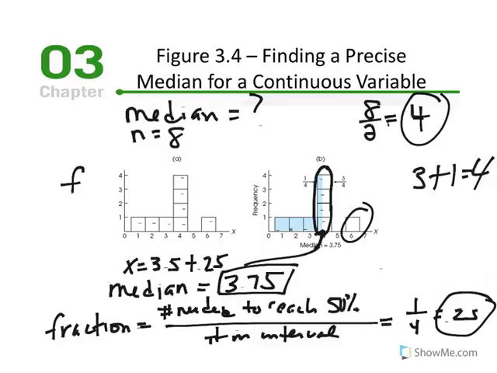And so now what we've demonstrated is that in the blue shaded area, we have a total frequency of 4. Again, 1, 2, 3, and then a quarter 4 times, so that's equal to 4. And on the other side, we have 3 quarters 4 times plus 1, so that's 3 plus 1, and we get 4. So this is how we go about finding the median for a continuous variable.